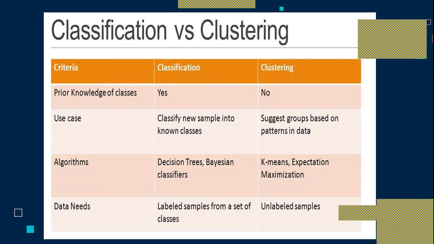But in a clustering case, you don't have any prior information about the data, so you cannot label that data. But once you implement a clustering algorithm, you will get data clusters. So this is a basic difference between classification and clustering.